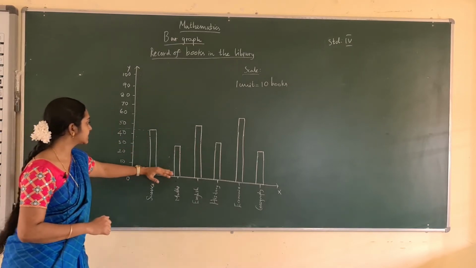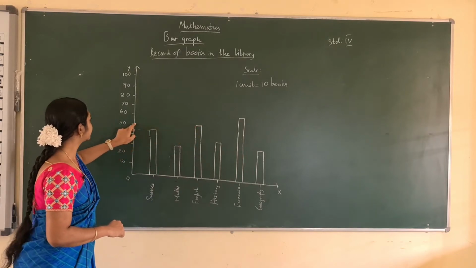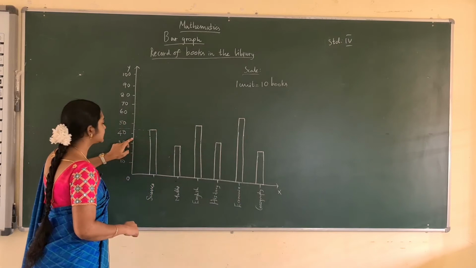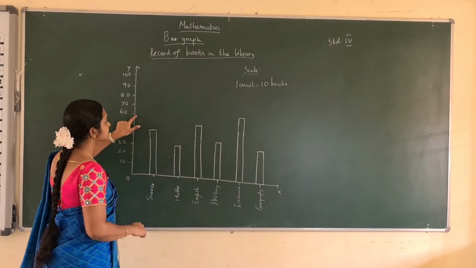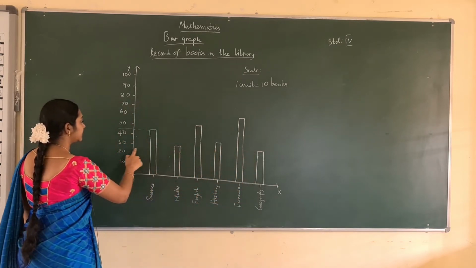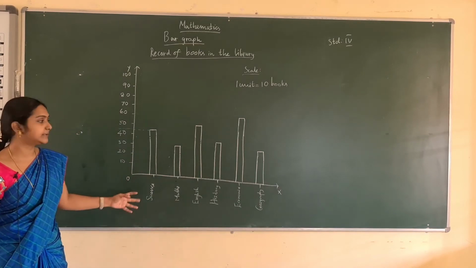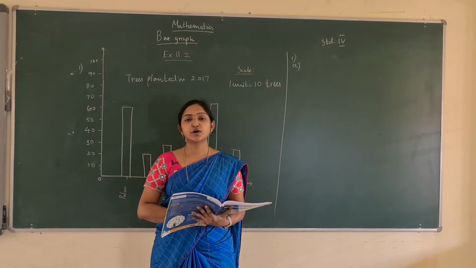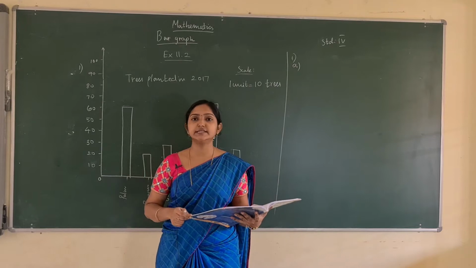And for maths the number is 30. For English it is 50. For history it is 35. For economics it is 60. For geography it is 25. In this way we can interpret data from the bar graph. Now we are going to solve exercise 11.2. Take page number 89.